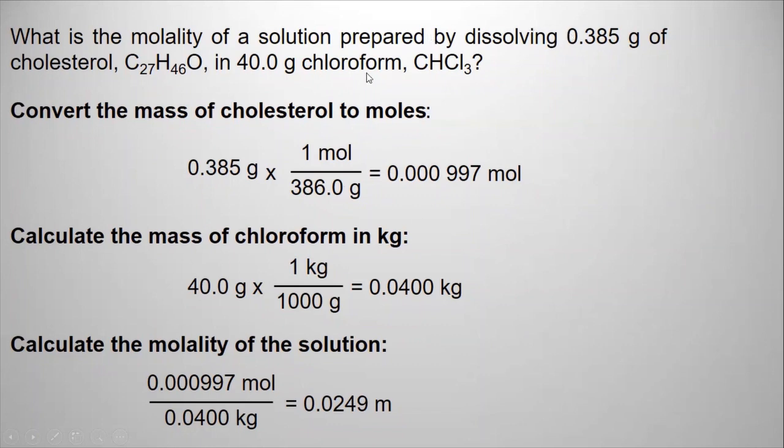Now the solvent. Do I have the mass of the solvent? 40 grams. Dividing the 40 grams by 1,000 will convert it to kilograms. So this is why the conversion is needed. Now, do I have the moles and the kilograms? Yes. Divide both of them, and you'll get the molality.